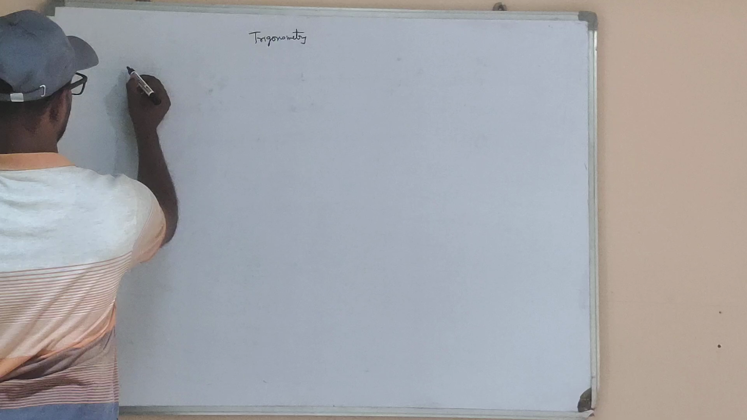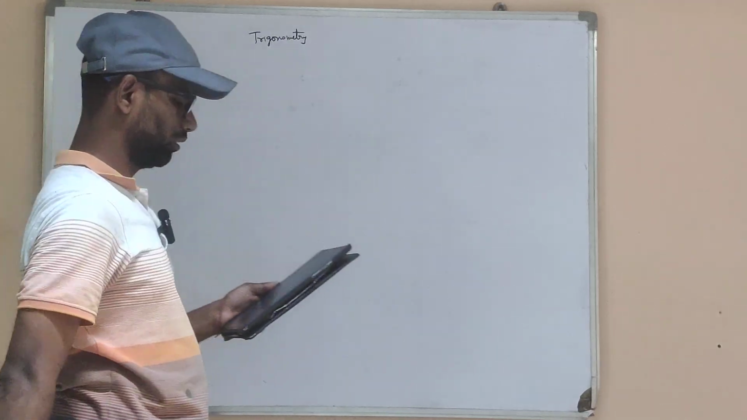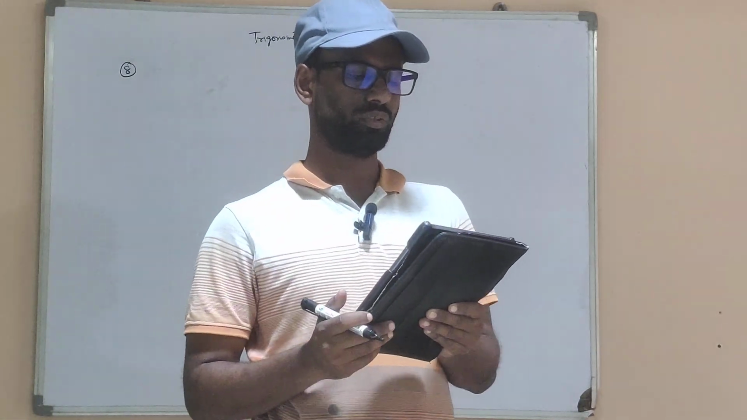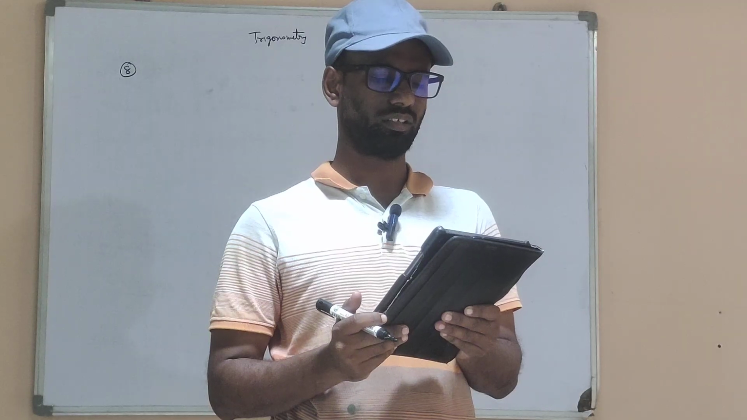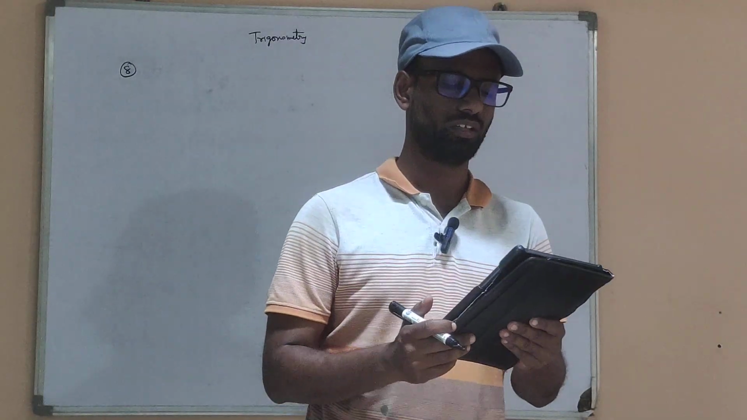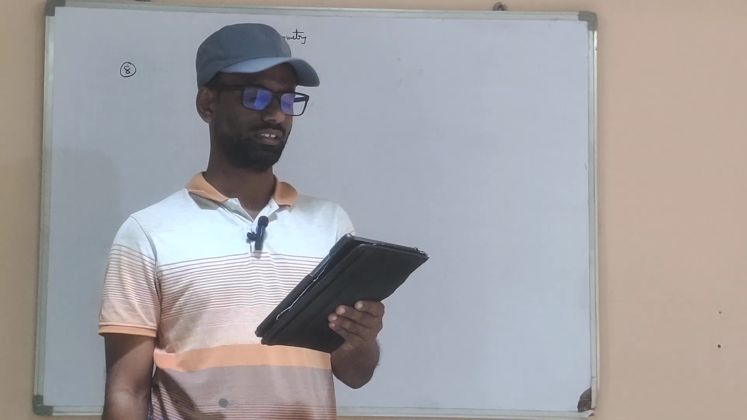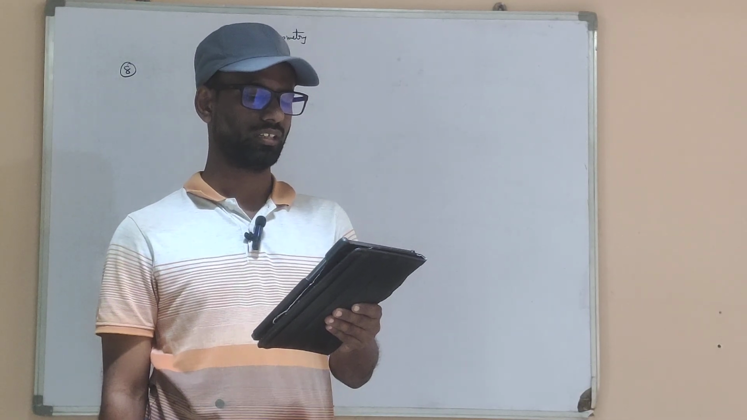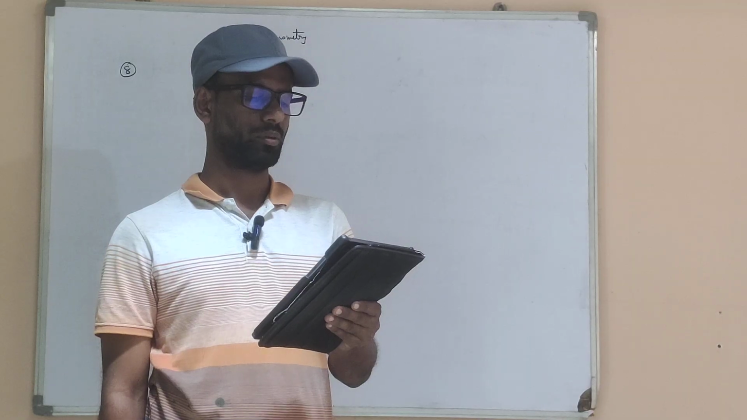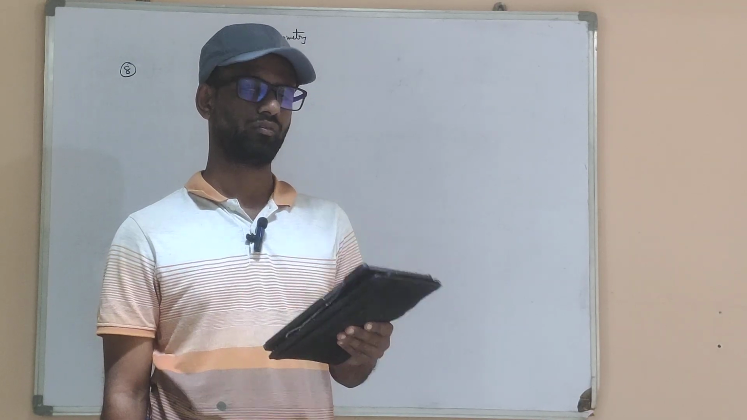Here, this is the eighth question. The eighth question says that a statue 1.6 meters tall stands on the top of a pedestal. From a point on the ground, the angle of elevation of the top of the statue is 60 degrees, and from the same point, the angle of elevation of the top of the pedestal is 45 degrees. Find the height of the pedestal.